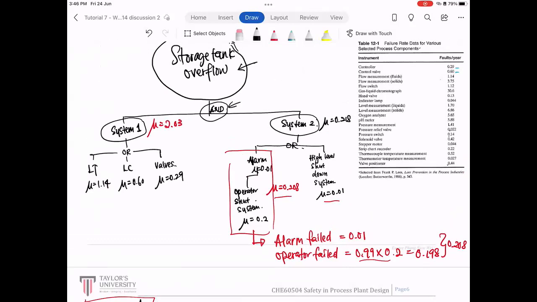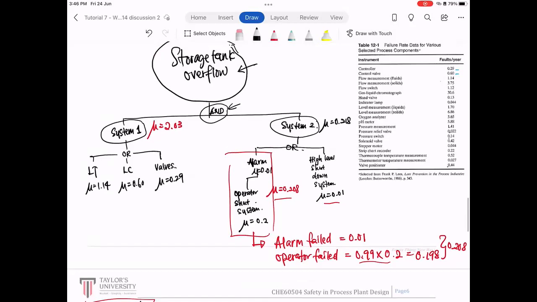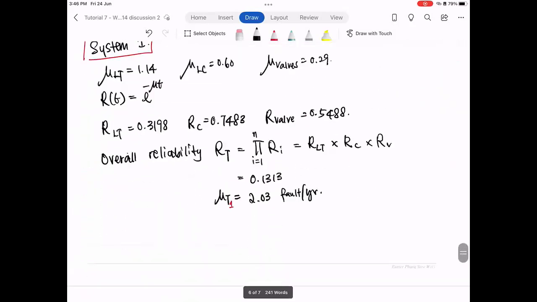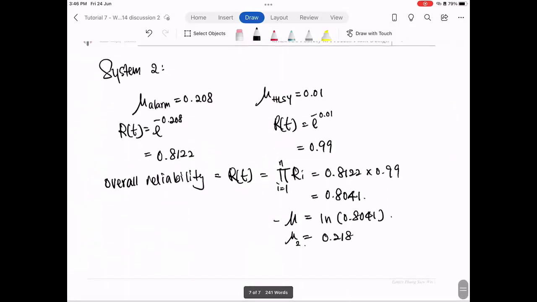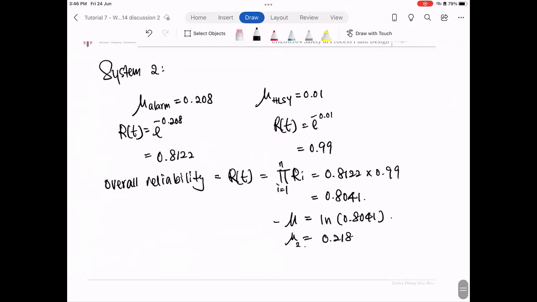Okay, so when we have an AND gate, the calculation is different from when we have an OR gate, because an OR gate means we look at the reliability. When any of these fail, the whole system fails, but we need both to fail at the same time in order for the storage tanks to overflow. So we know that in this case, if we are to put these two, okay, the calculations, oh dear, I don't have enough space again.